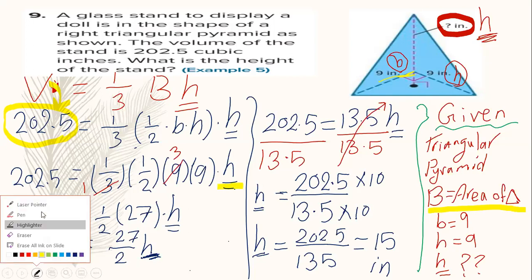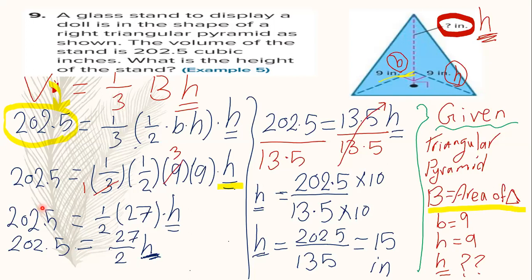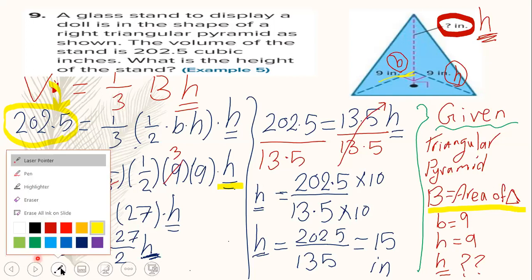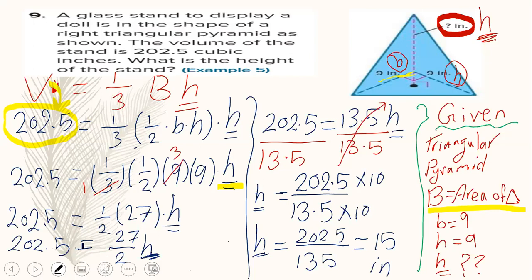We will keep the volume 202.5, we will not exchange it until we get the equation. We need to simplify these numbers with each other. I'll divide the denominator here by 3 equals 1. Divide this 9 by 3 equals 1. 3 times 9 is 27. 27 over 2. And when we divide 27 over 2, we will get 13.5.